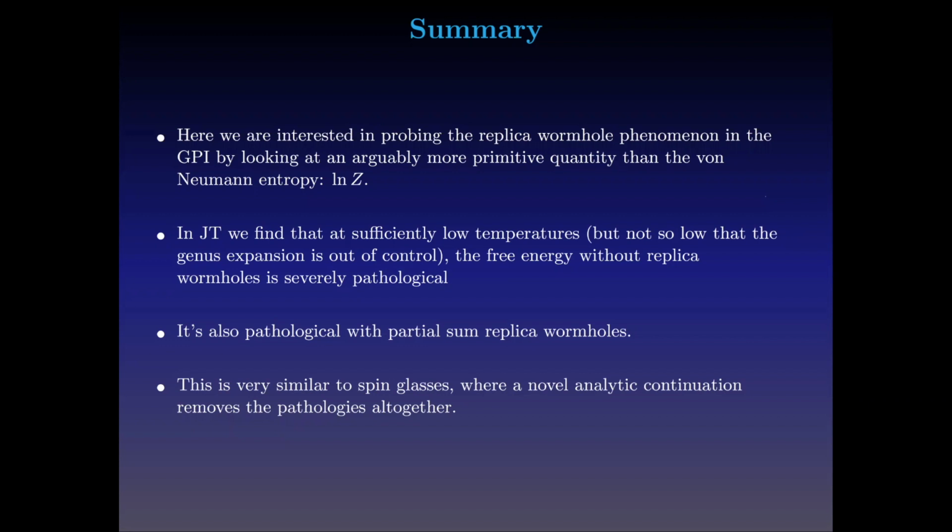Now, of course, we haven't really argued very successfully that including replica wormholes can completely resolve the problem, simply because the non-monotonicity is still present with a partial sum of replica wormholes. So we didn't manage to get rid of the non-monotonicity altogether. Nonetheless, there are a couple of different places where we might imagine things come in to save the day. For one, possibly the full sum over the replica wormholes really is monotonic with temperature. We weren't able to do the full sum. Or potentially there is some novel analytic continuation that removes the pathologies altogether.